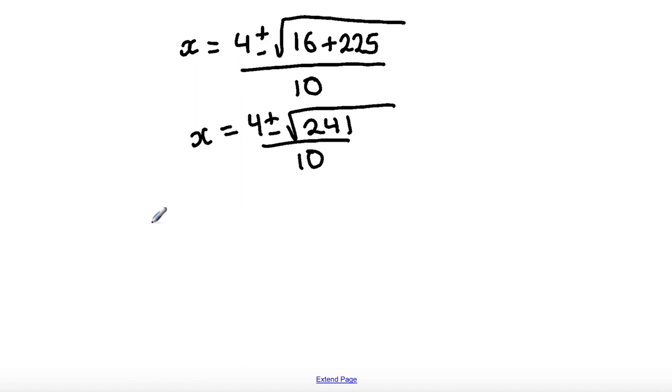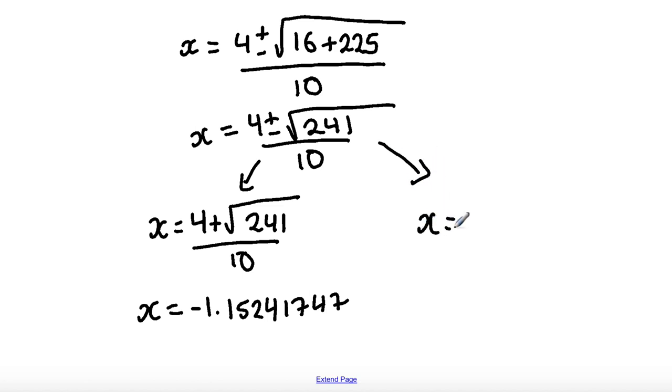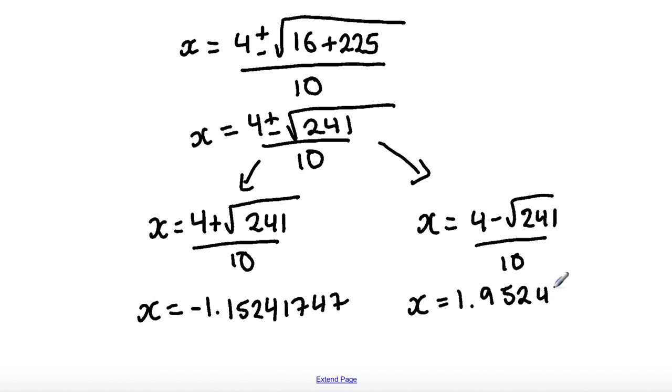Now I'm going to find the first value of x. So x is equal to 4 plus the square root of 241, divided by 10. Therefore, the value of x is equal to 1.1524147. So that's the first value of x. Now the second value of x. x is equal to 4 minus the square root of 241 over 10. And therefore, the value of x is equal to minus 1.9524147.